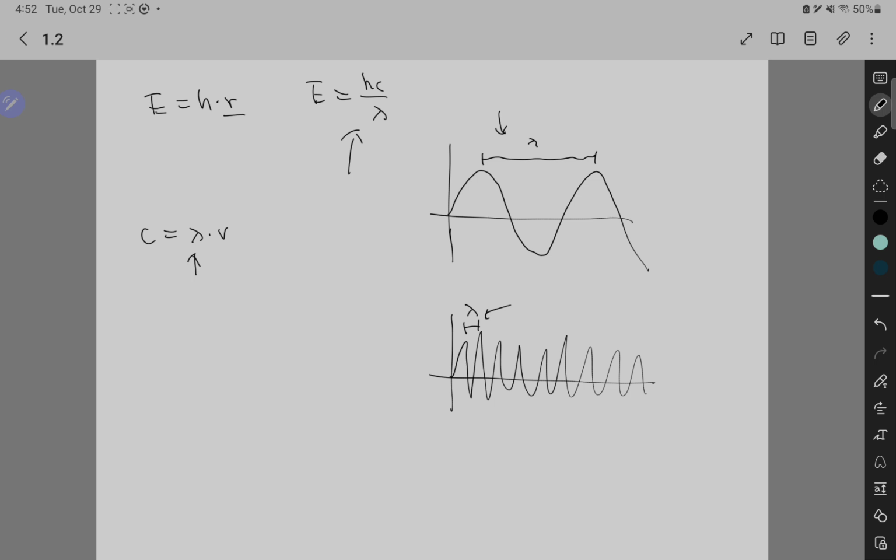Like that's just how light works, right? Because c is the thing that stays constant. Light always travels at the same speed, no matter what. So that has to stay constant. So mathematically speaking, that makes sense.